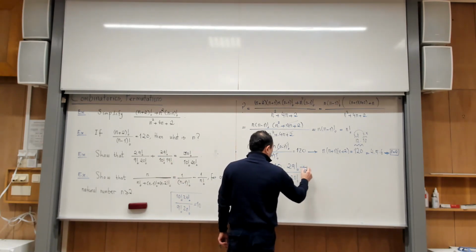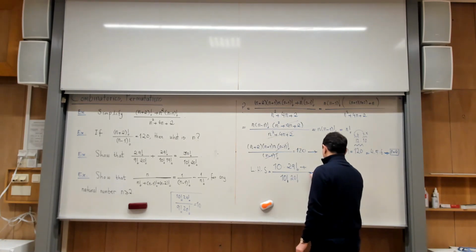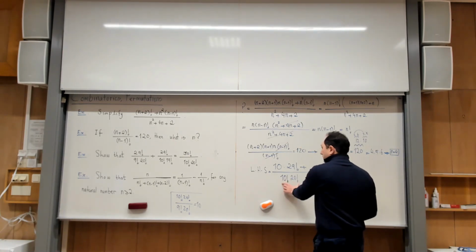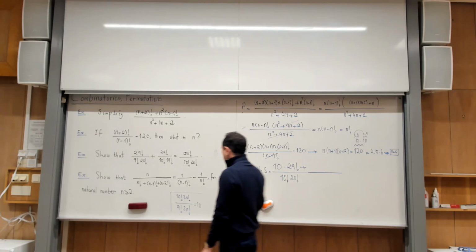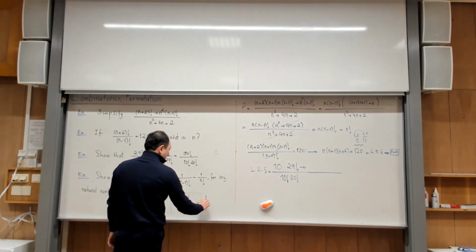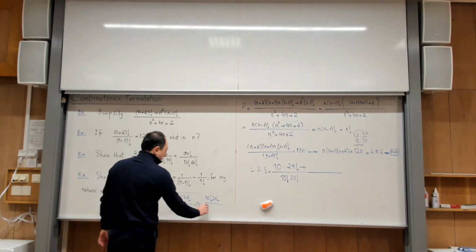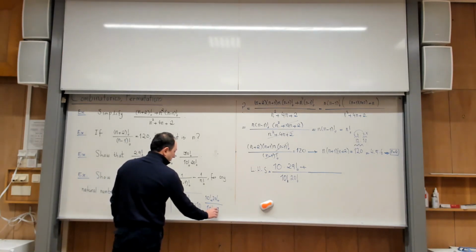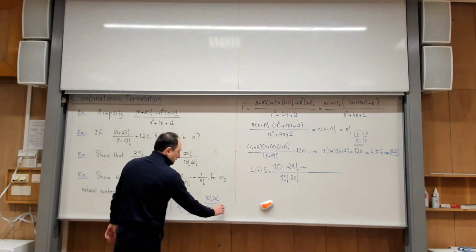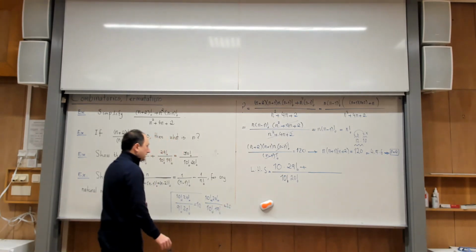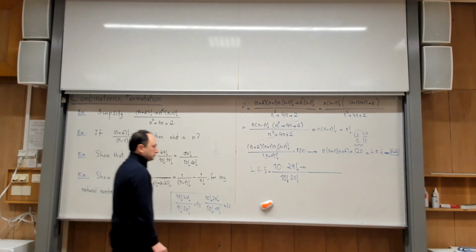And then I have plus. I do the same thing here. I do this division in my head: 10 factorial, 20 factorial divided by this 10 factorial, 19 factorial. And this time it becomes how much? 20. And then I have to multiply 20 here.